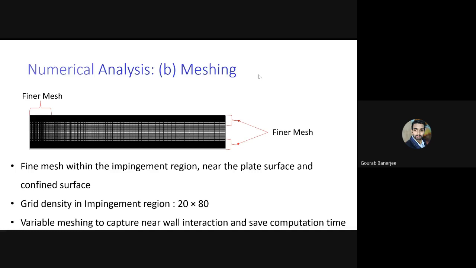We have checked with four cases: one 40 by 100 grid, another 32 by 90, another 26 by 90, and lastly 20 by 80. It's been seen that the surface heat transfer coefficient has almost the same values for all the cases. So we have chosen the least grid density, that is 20 by 80, for only the impingement region. And for the hot surface, or the surface near the plate and the confined zone, we have taken a finer mesh as shown in the picture. This variable meshing has been done just to save computational time.